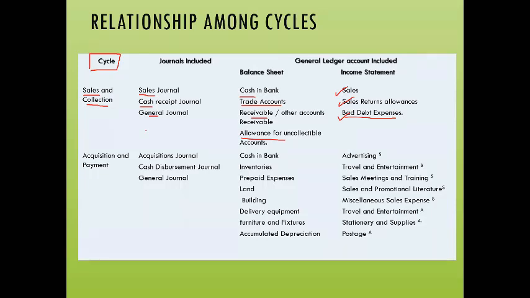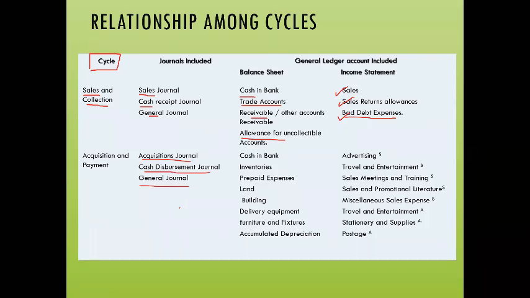The second cycle is the acquisition and payment cycle. This will include everything the company acquires, whether on account or paid. So the acquisition journal will be there, the cash disbursement journal will be there, and the general journal will be there.